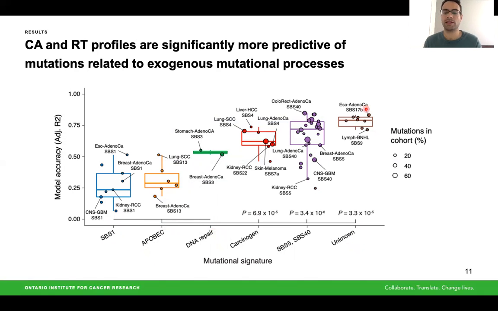And I wanted to highlight signature 17 in esophageal adenocarcinoma. There's been previous evidence in the literature that signature 17 occurs due to reactive oxygen species from gastric acid reflux in the esophagus. And because we see its high association with the chromatin and replication timing landscape, we have further evidence that this could also be a carcinogenic signature that's coming from a carcinogen that's coming from outside the cell.